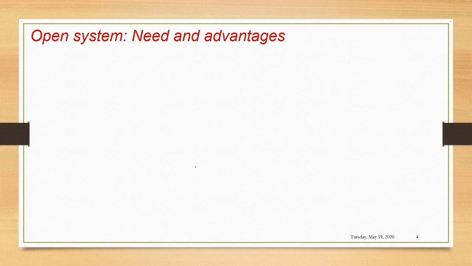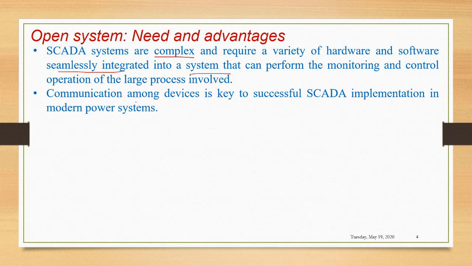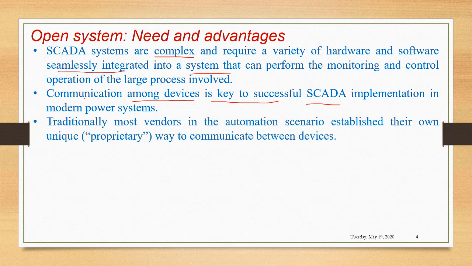Let us talk about the open system need and advantages. SCADA systems are very complex and require a variety of hardware and software seamlessly integrated into a system that can perform the monitoring and control operation of a large process. So it's really a complex process, SCADA. Communication among devices plays the key role in successful SCADA implementation, and also in the modern power system, it plays a very important role.